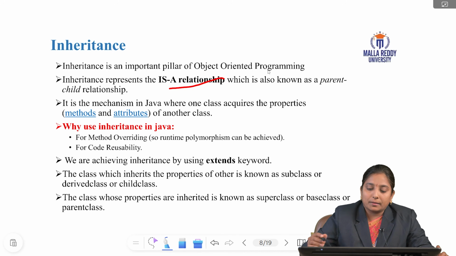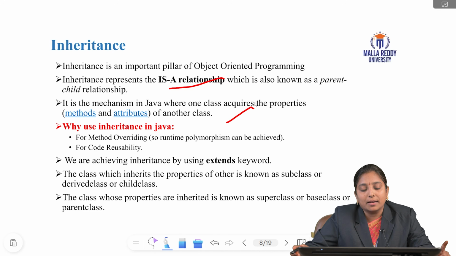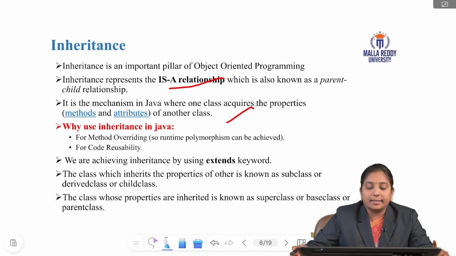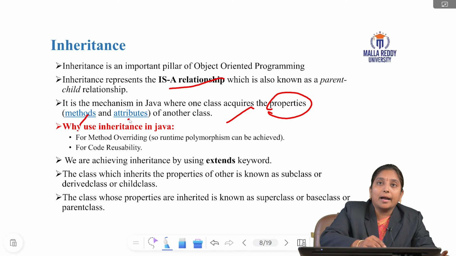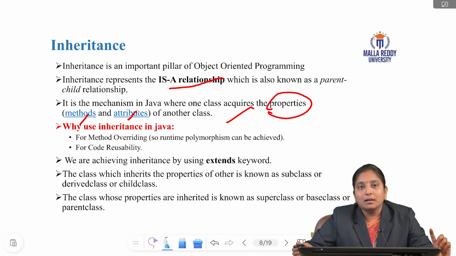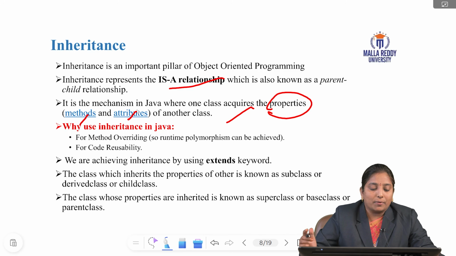In Java, inheritance is the mechanism where one class acquires the properties of another class. What do properties mean here? Methods and attributes. Properties means methods and attributes. That means one class's properties and methods will be given to the next class. That concept we can call inheritance in Java.